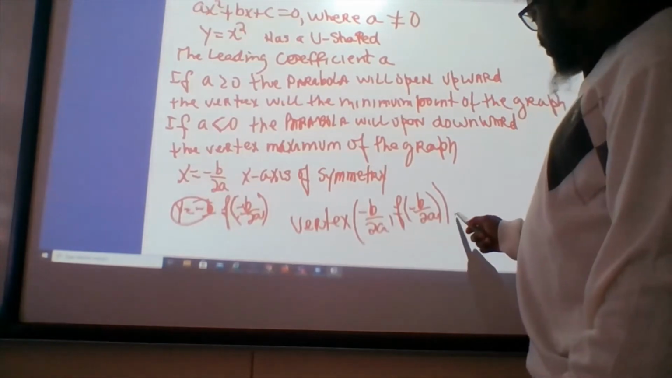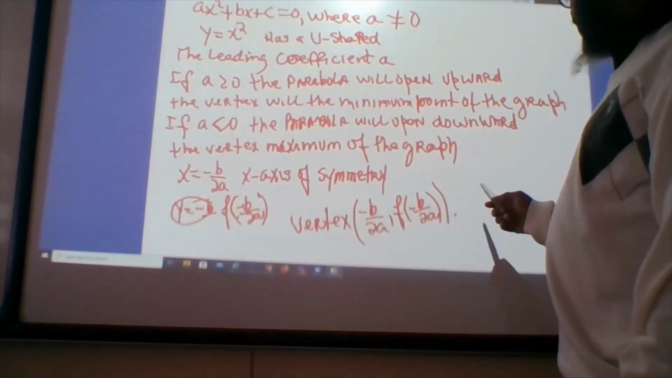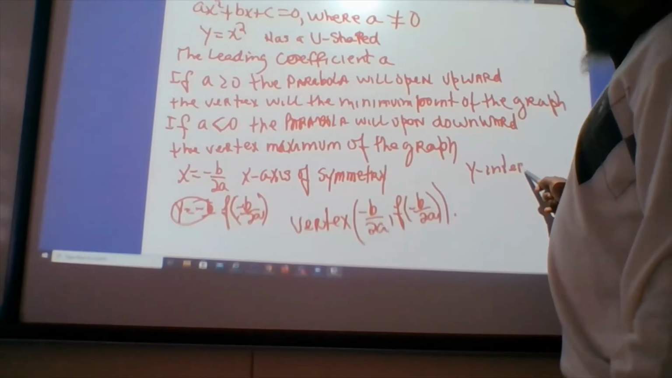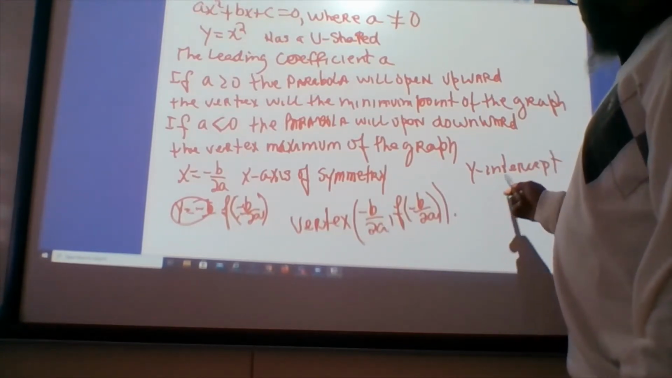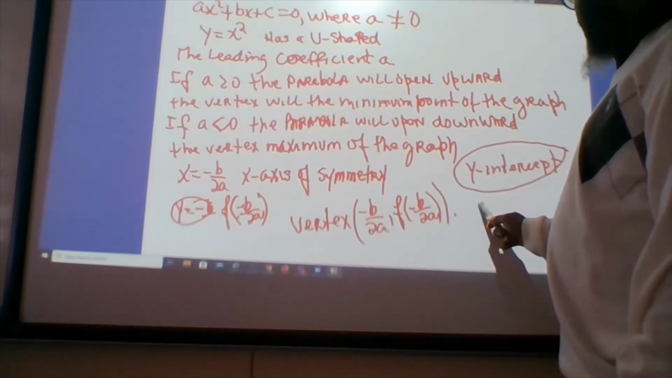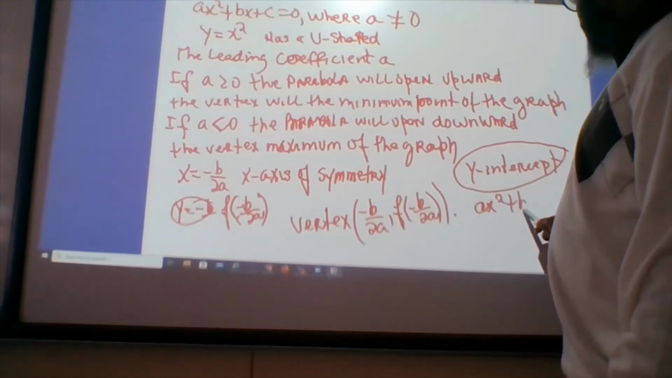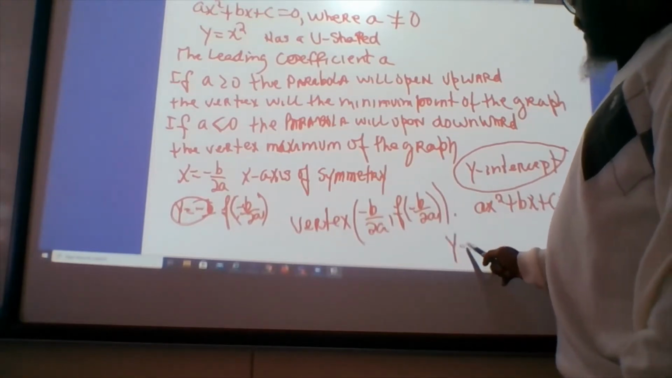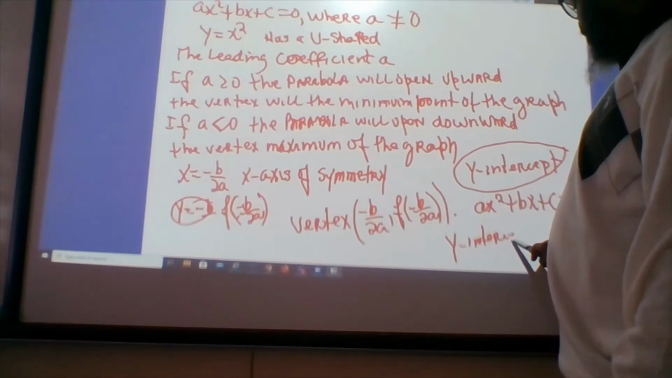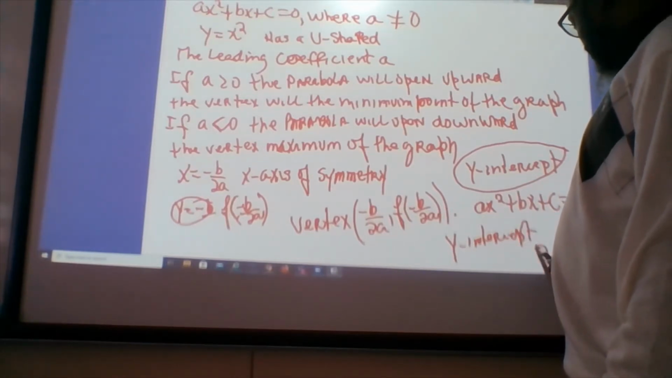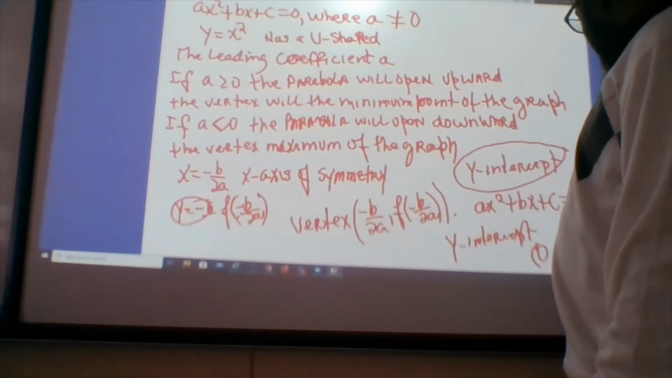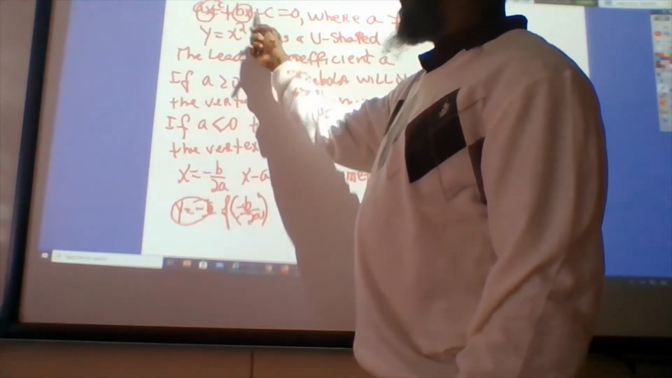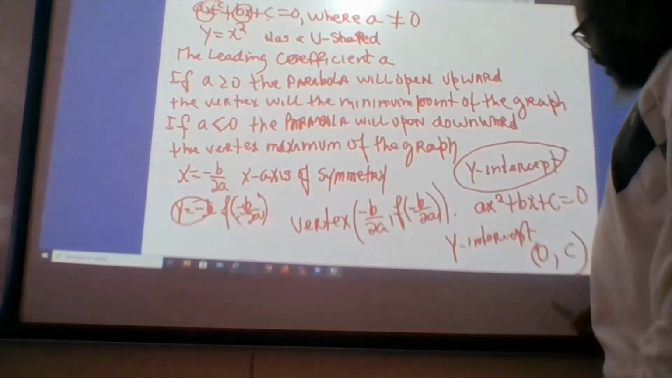Since you are going to graph, the other points we have to find start with the y-intercept, which is probably the easiest point in the graph. Make sure that when you're looking for the y-intercept, your equation is in standard form: ax squared plus bx plus c is equal to 0. In this case, the y-intercept is 0, c, meaning you substitute 0 for x, and this c term is your y. If you replace 0 here, this becomes 0. If you replace 0 here, this becomes 0. Then c will be your y-intercept.